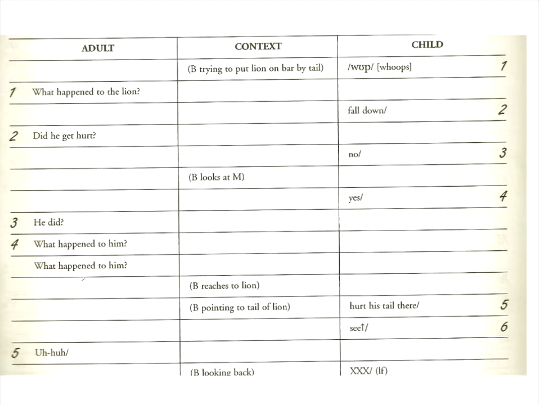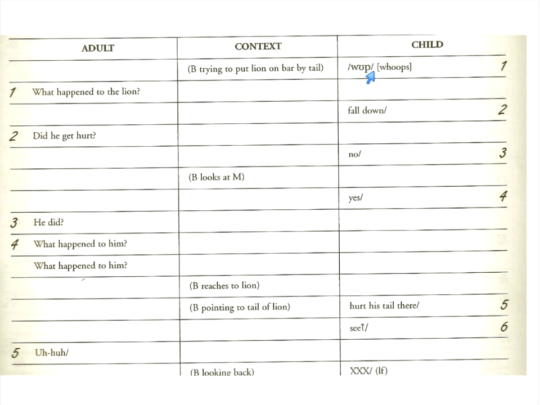All right, let me show you the example right here. This is what it looks like. You have 3 columns: what the adult says, the context, and what the child says. Notice the context. If it's the child doing something, it appears here, and then it appears on the same line of the child's production. So the child said, whoops, B trying to put lion on bar by tail.